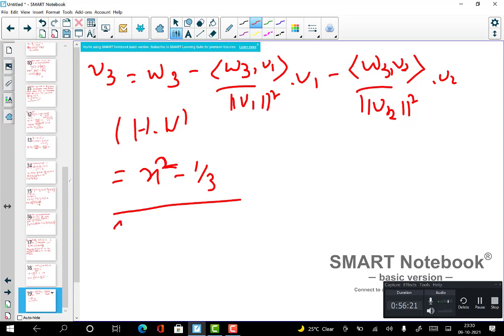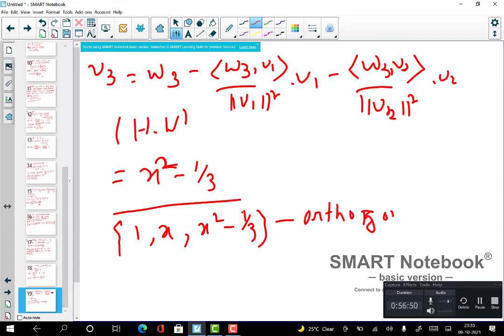So the new orthogonal basis will be 1, x, x square minus 1 by 3, and this is the basis consisting of Legendre polynomials. You can continue the process obviously, but this is not orthonormal. This is orthogonal only, because the norm of everything is different. Now it is an orthogonal basis of P_2(R).